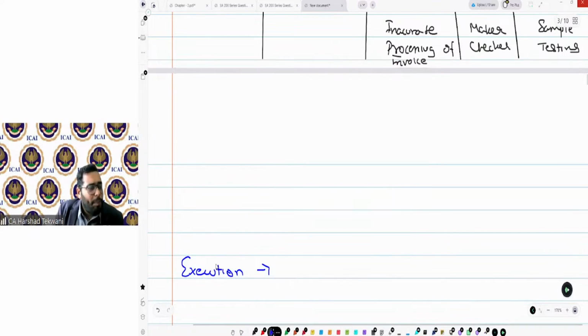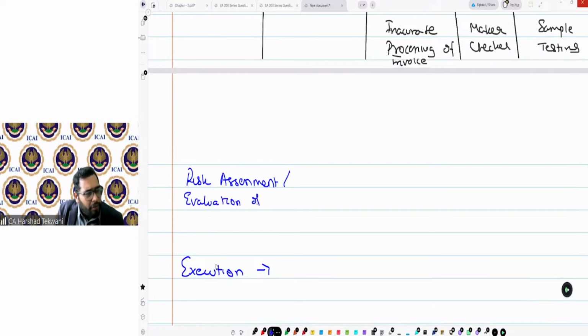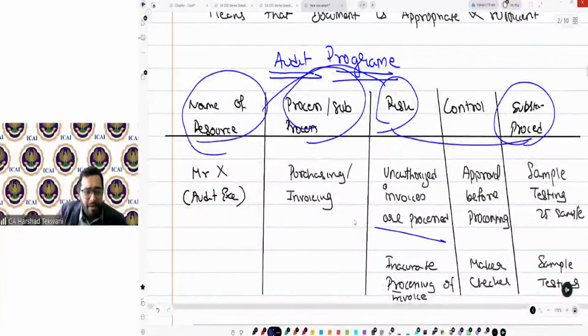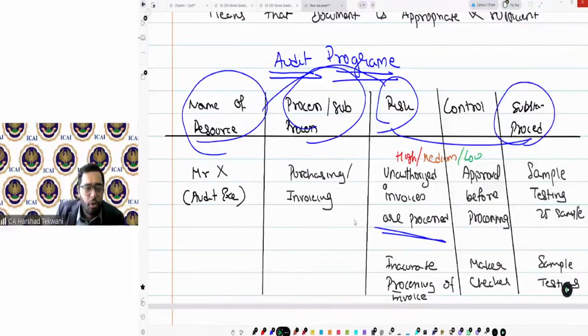So before this, I need to plan for risk assessment and evaluation of internal controls. Again, this also plays an important role in your audit program. So if I identify this risk, how can I say this is a high risk, medium, or low? I need to do some assessment to say whether it's a high risk, medium risk, or low risk.